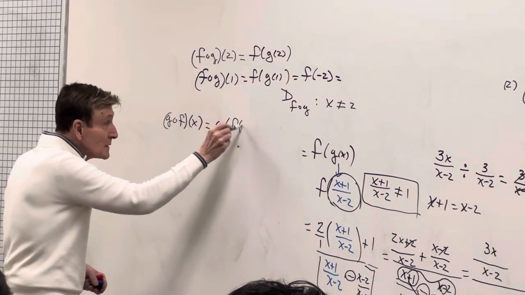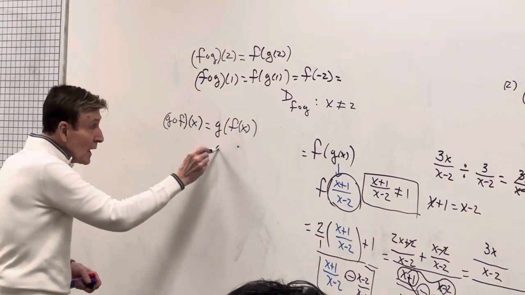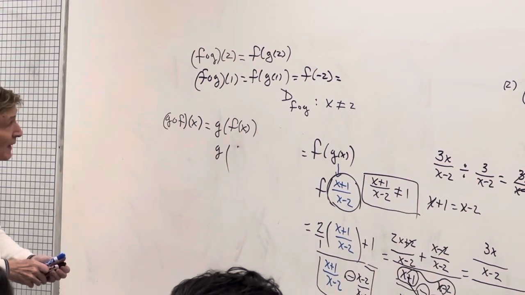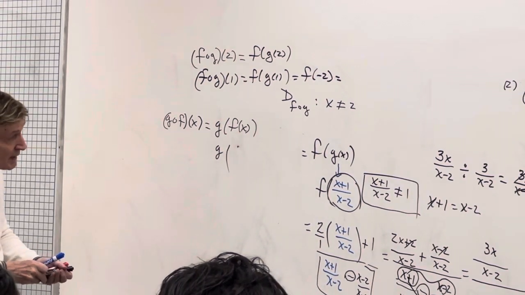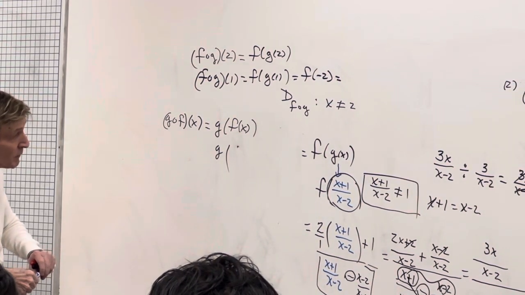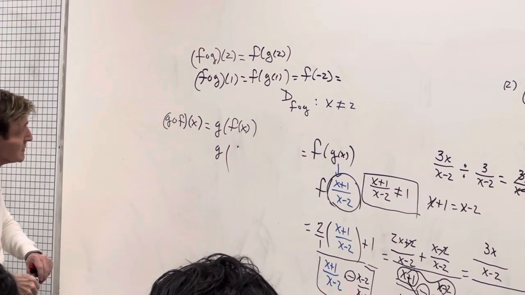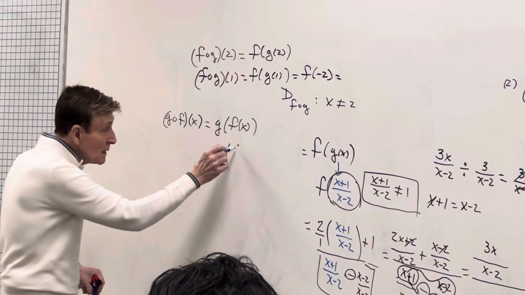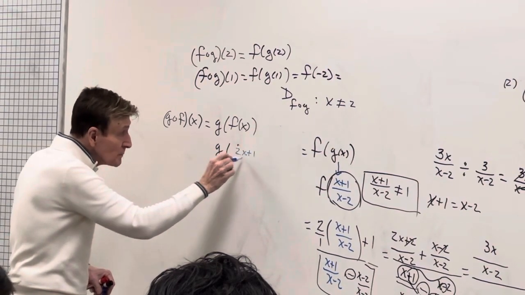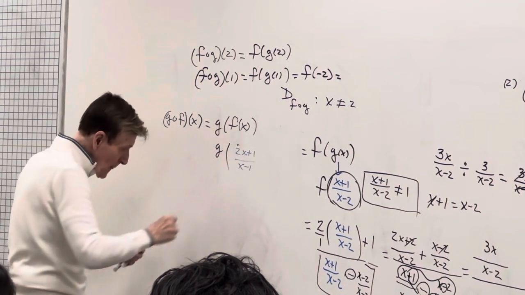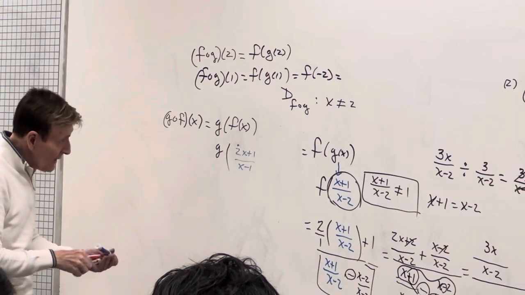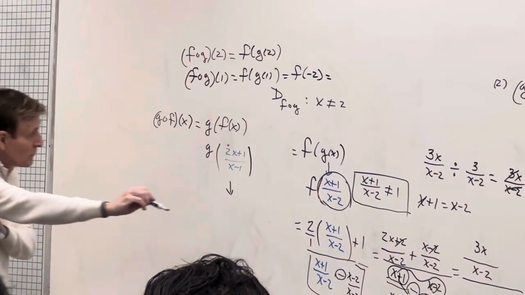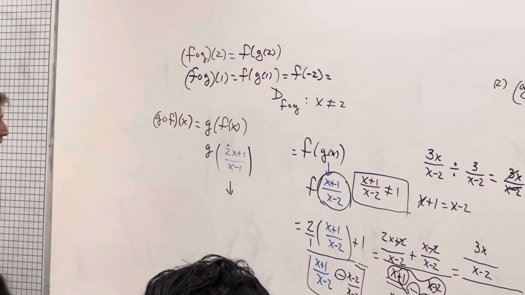F of x. G of F of x in this case was, I guess, erase it here. Help me out here. What was F of x? 2x plus 1 over x minus 1. X minus 1, thank you. That says, please take that to the G function. I will. Do a replacement in the G function.